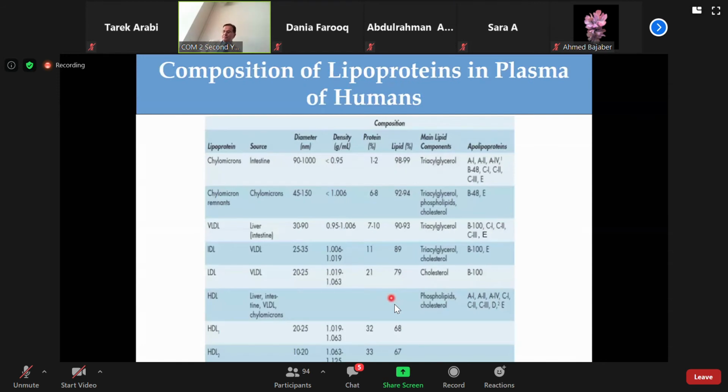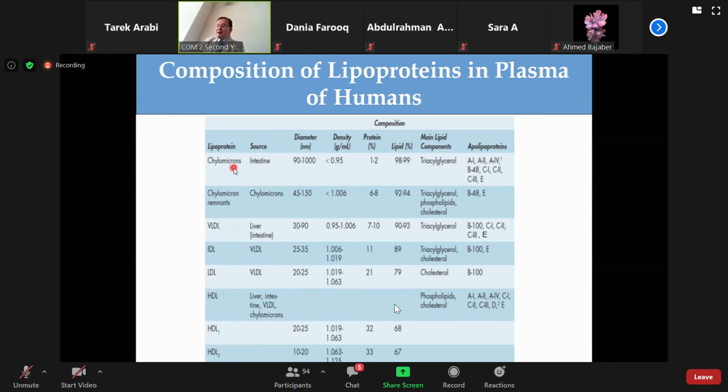So let's move on and look into the lipoprotein composition in the plasma. We have the chylomicrons, then we have the remnants. This is what's left over after we take a lot of triglyceride, cholesterol, phospholipids, and so on out of the chylomicron. It becomes chylomicron remnant. Then we have the VLDL, IDL, LDL, HDL. Don't worry about the subclasses of HDL, we just say HDL.